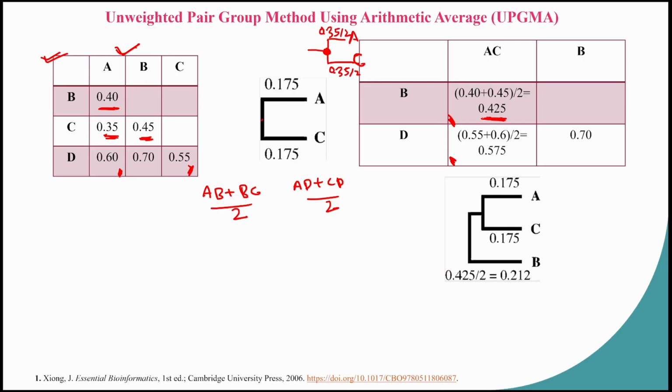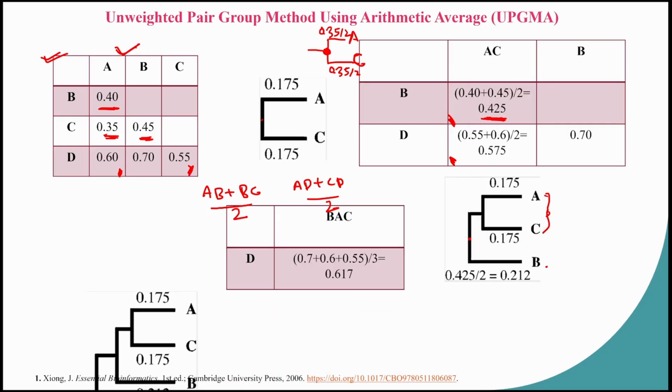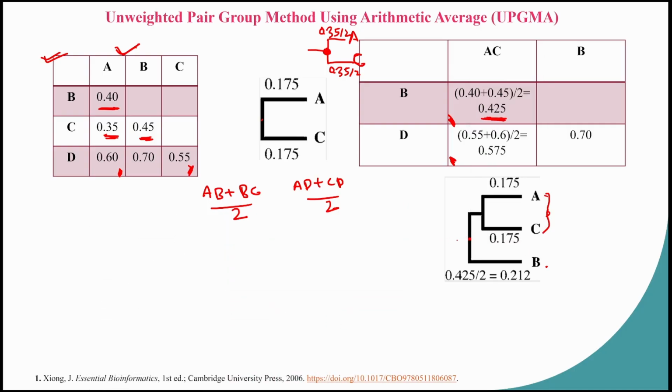Okay, so that will look something like this. Here you had your earlier calculated A and C, and now you also have B, which is connected via a common point to this entirety of A and C, right? So let's say their common point is here. The distance from this common point to B, you have to calculate by getting 0.425 divided by 0.212.